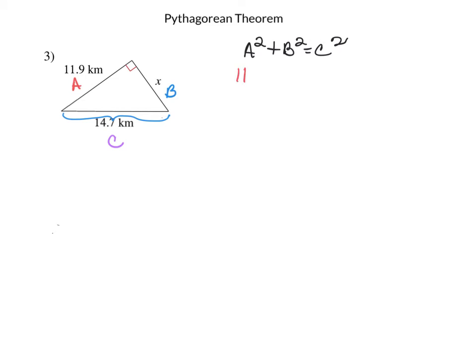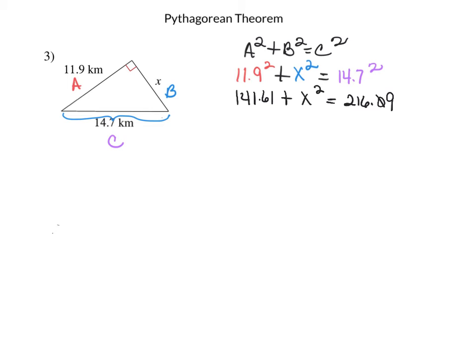So a squared is 11.9 squared plus b squared is x, so that's going to be x squared equals, and c squared is 14.7 squared. Now we're going to simplify our exponents. 11.9 squared is 141.61 plus x squared equals 14.7 squared is 216.09.